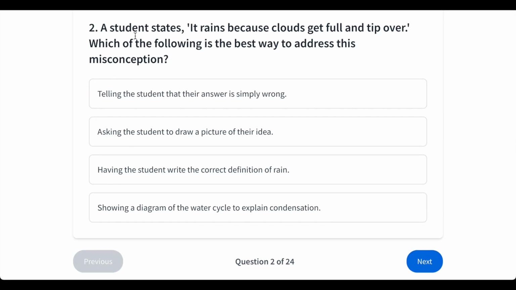All right, moving on to question 2. This one asks, a student states, it rains because clouds get full and tip over. Which of the following is the best way to address this misconception? Again, take a moment to read the answer options, pick the best one, and then together we'll identify it. All right, I'm looking at answer option D, showing a diagram of the water cycle to explain condensation. And I would say this is the best choice because it directly corrects the misconception by providing an accurate model.